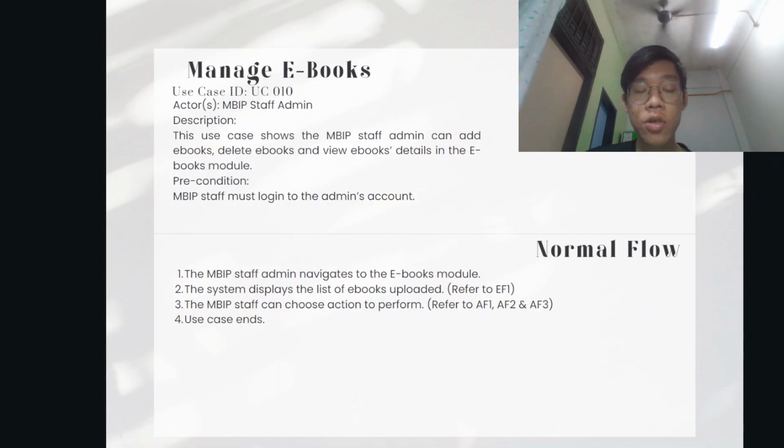And for the precondition, the MBIP staff needs to log into the admin account itself. The normal flow for this whole managing ebooks use case is, first thing first, the MBIP staff navigates to the ebooks module, and the system displays the list of ebooks that have been uploaded. The MBIP staff can then choose the action to perform, which will be explained in the alternate flow later on. And last but not least, once they are done with all the actions they wish to perform, this use case will automatically end.